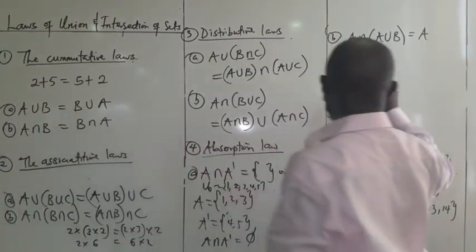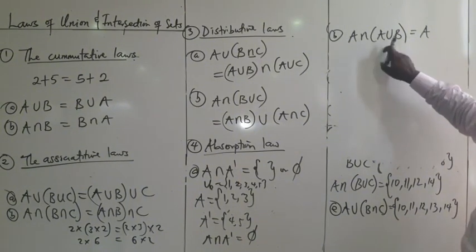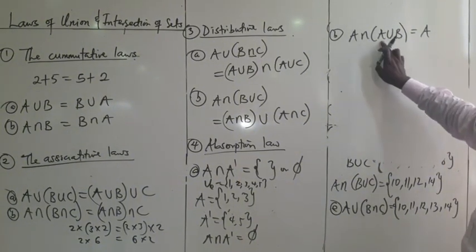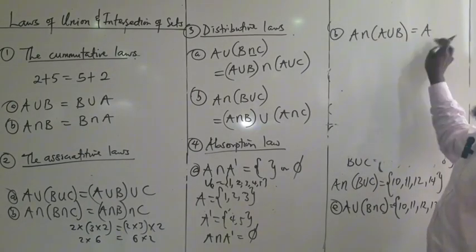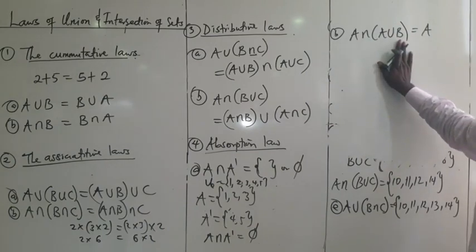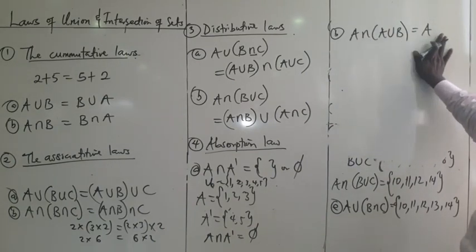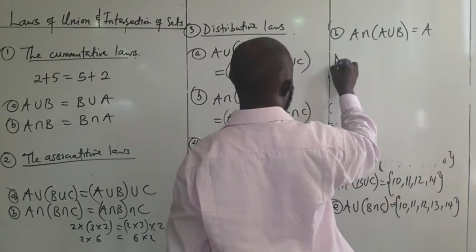So the next one is under absorption law. If you look at this one, A intersection A union B. So what you are still going to get is A. Because if you combine A and U together, so you are now intersecting with A, this one will absorb B. So B will not even appear at all. So the answer is still A. And the last law we're going to look at here is what we call DeMorgan's law.